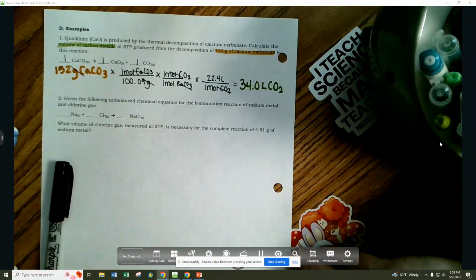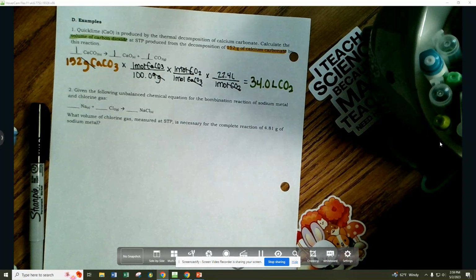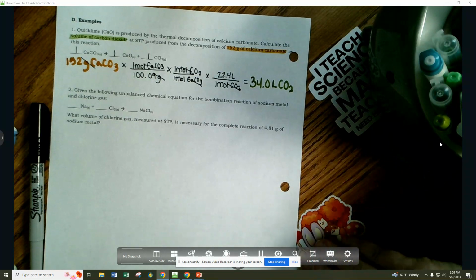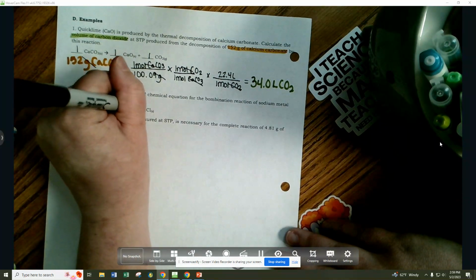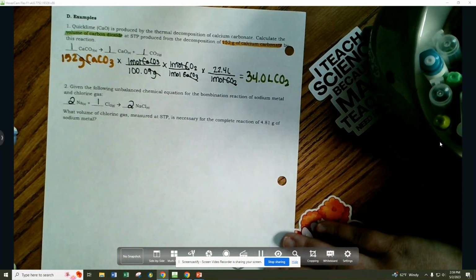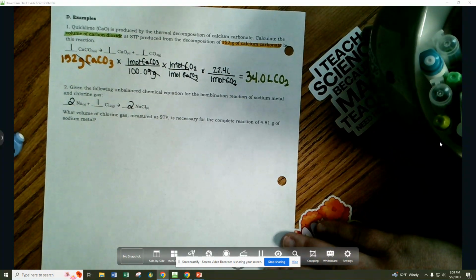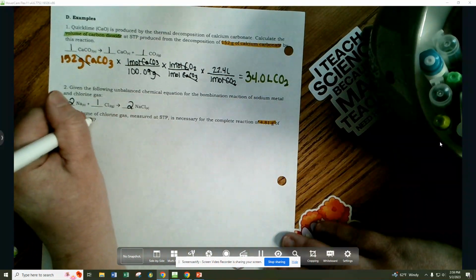I'm going to go ahead and work out this last one because I know these last couple examples are where students have the most problems. Okay, so in this last one, sodium reacts with chlorine to make sodium chloride. Looking at it, it's not balanced. I'm going to start by balancing my chlorine and then balance my sodium, and I then have a balanced equation. Okay, my given in this situation is 4.81 grams of sodium metal.